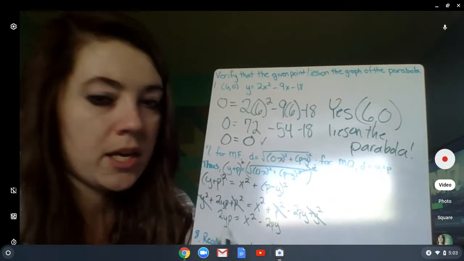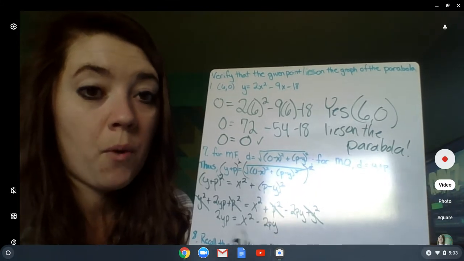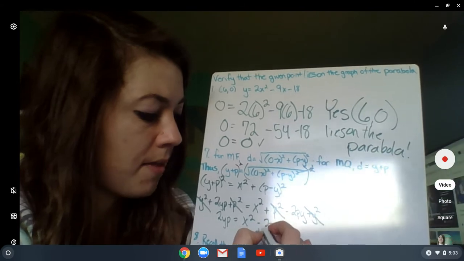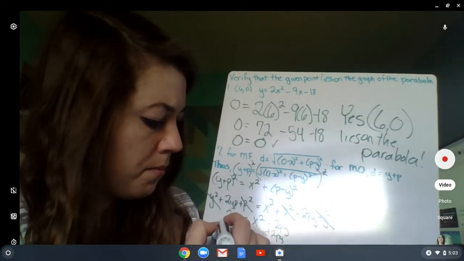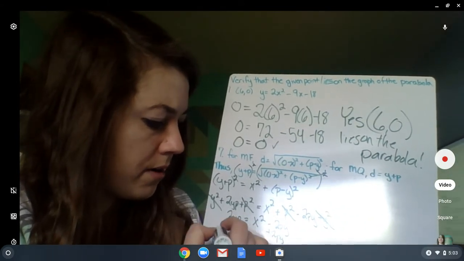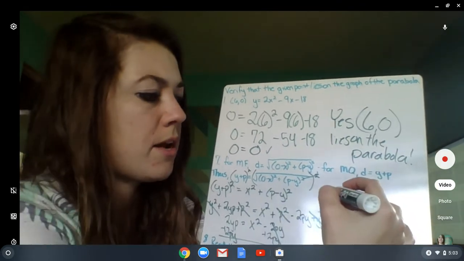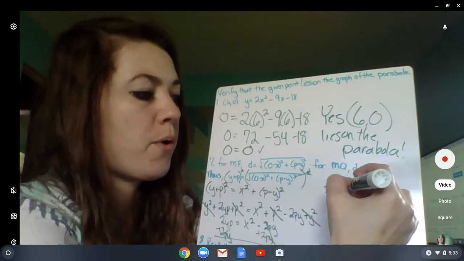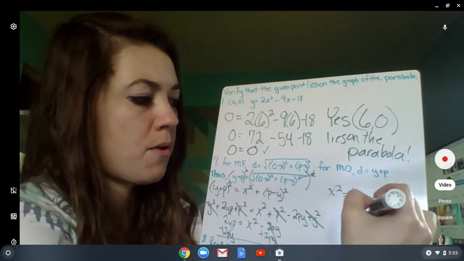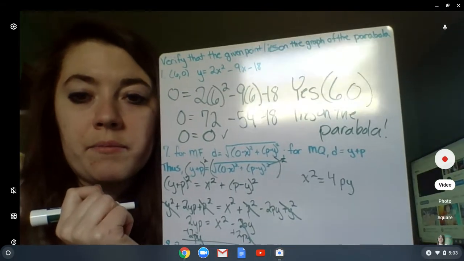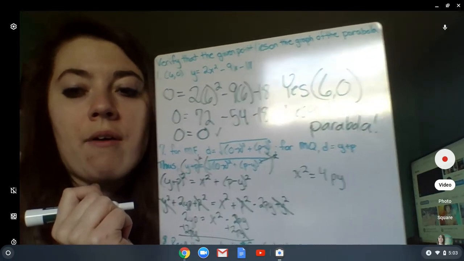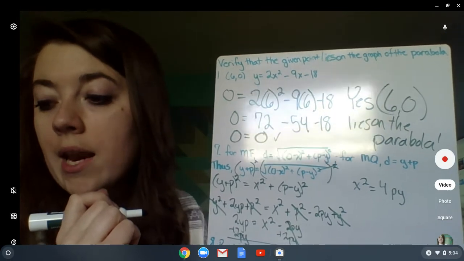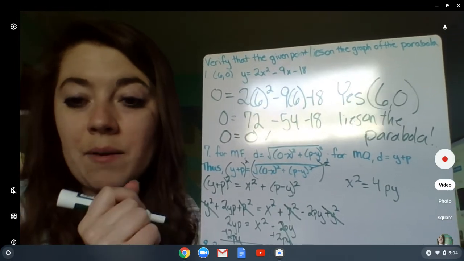Now, the fact that over here I have yp and over here I have py doesn't matter because it's being multiplied, so we can combine these. So I'm going to add the 2py over, plus 2py over. Cancels out over here, so now I have x squared equals 2 plus 2 is 4, so 4py. Oops, sorry, reflection. So we have x squared equals 4py.